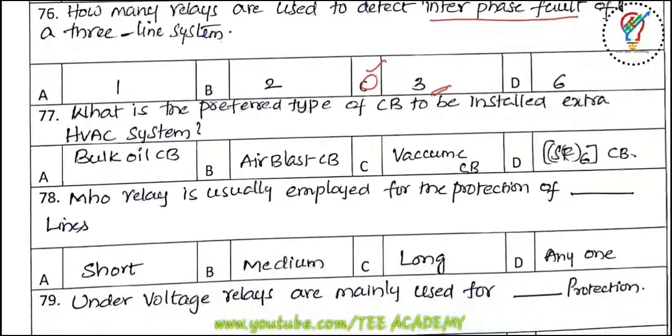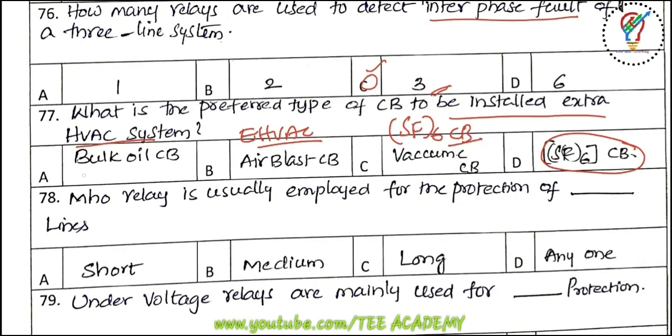Next one, what's the preferred type of circuit breaker to be installed on an EHVAC system? Which type of circuit breaker are you going to prefer? You're going to prefer the SF6 circuit breakers. Bulk oil circuit breaker, air blast circuit breaker, and vacuum circuit breakers are the other options. The correct option is SF6 circuit breakers.